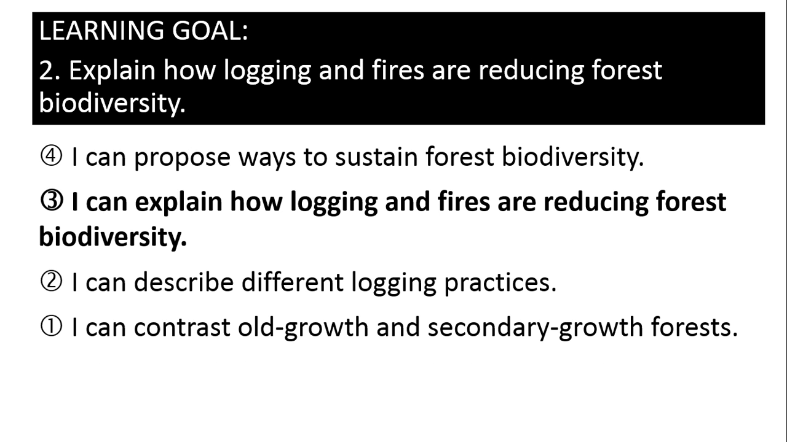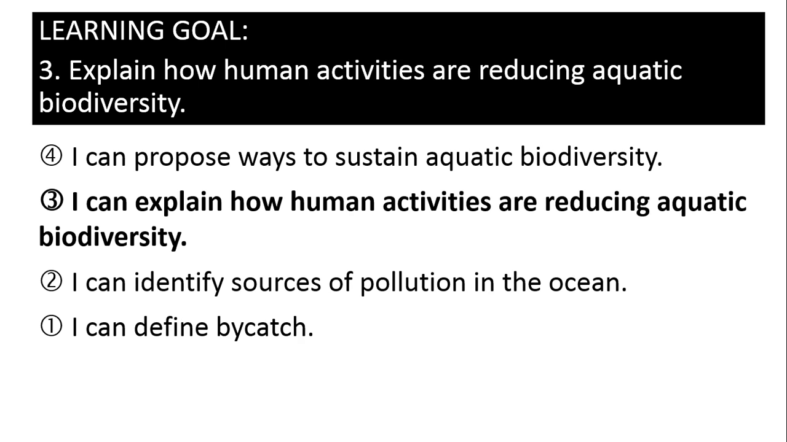Okay, number 2. The first step is to contrast old growth and secondary growth forests. Old growth have not been disturbed for 200 years. Secondary growth are recovering from disturbances. Describe different logging practices, such as clear cutting, which is the worst, and then also strip cutting, which is much better and helps to promote the regrowth of forests. And explain how logging and fires are both reducing forest biodiversity. And then finally, propose ways to sustain forest diversity.